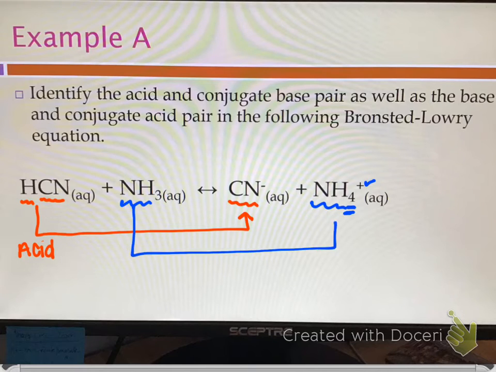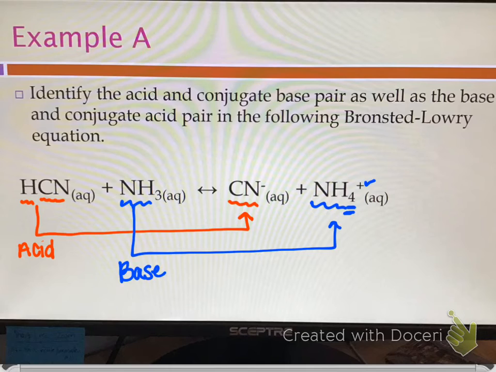So NH3, by accepting that hydrogen, is acting like the base. Now, we can also label its conjugate. Now, you'll notice I drew the arrows pointing because this is going to make your work really easy. The NH4, because this reaction can go back and forth, that's what that double-sided arrow shows us.